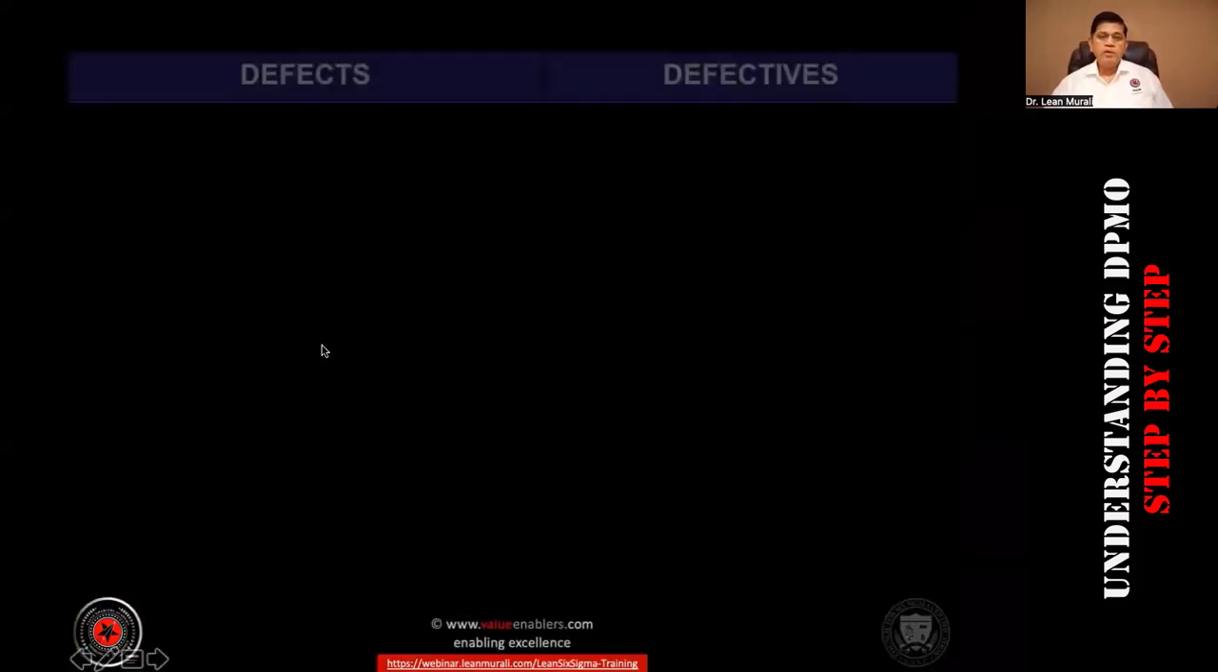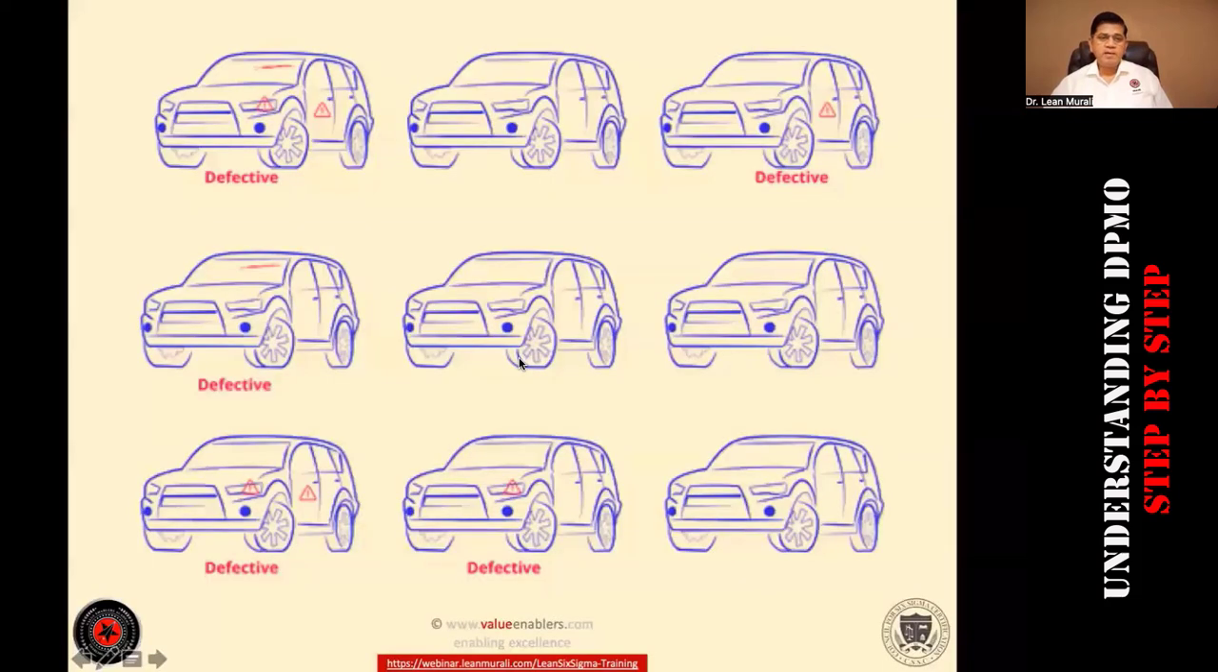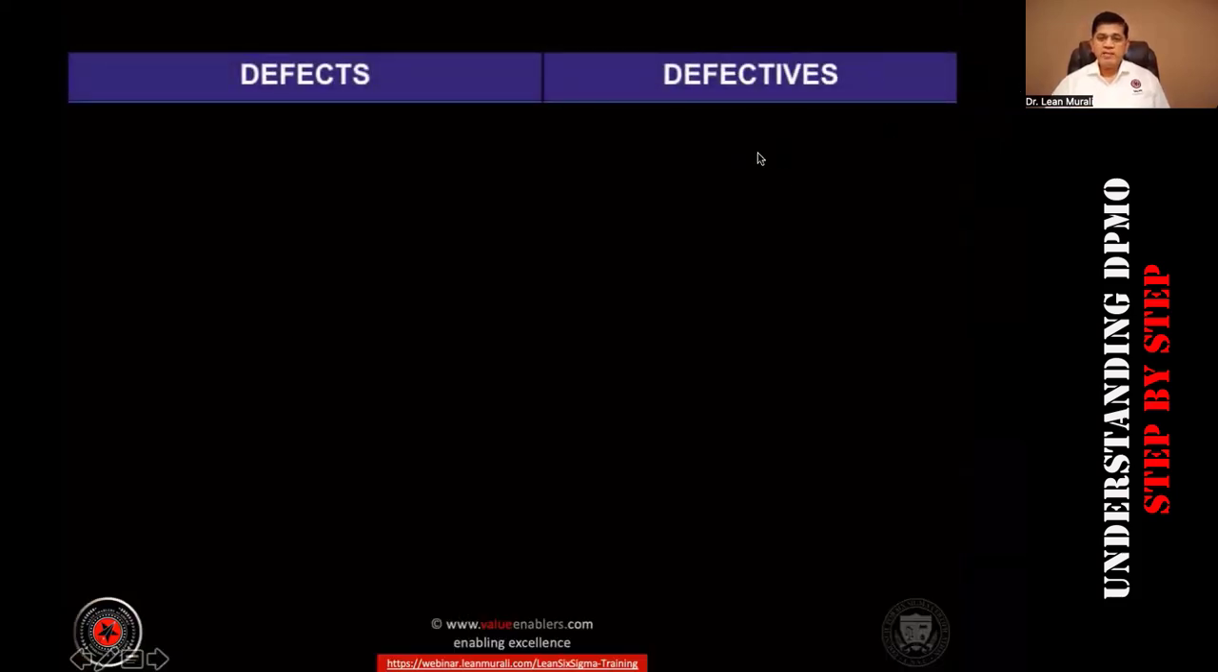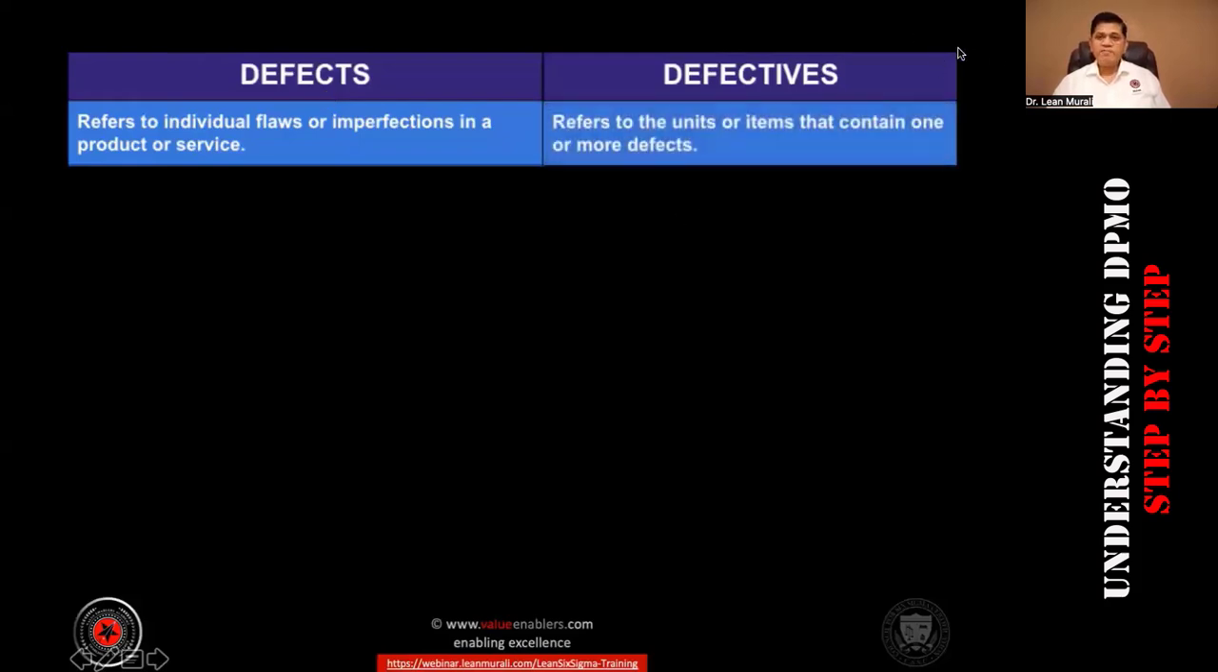Now let's go into the detail. Defects versus defectives. See, for example, this car has got 2 defects, whereas this car has got only 1 defect. Of course, in this car, you can mark a defect here. It's somewhere inside. So quickly, let us understand the difference between defects and defectives. That's very important. Defects actually refers to individual flaws or imperfections in a product or service, whereas defectives refers to the units or items that contain 1 or more defects. If this is clear on a scale of 1 to 10, please give me a 9 or 10 if it is super clear. There's one difference between defects and defectives.